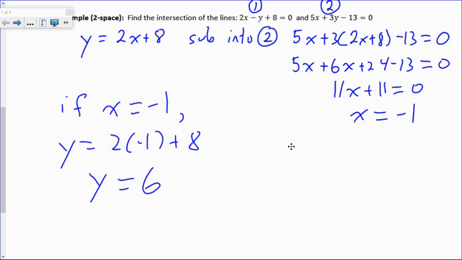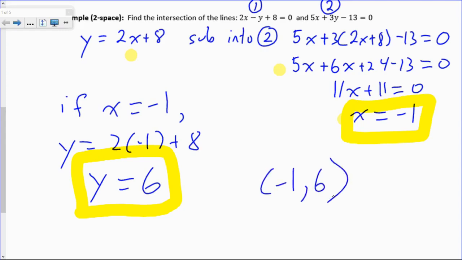There you see the rest of the algebra there. We expand with the 3, we solve for x, we then take that value of x and sub it into equation 1 and solve for y and get y equals 6. So we have one solution here, which corresponds to the point (-1, 6).